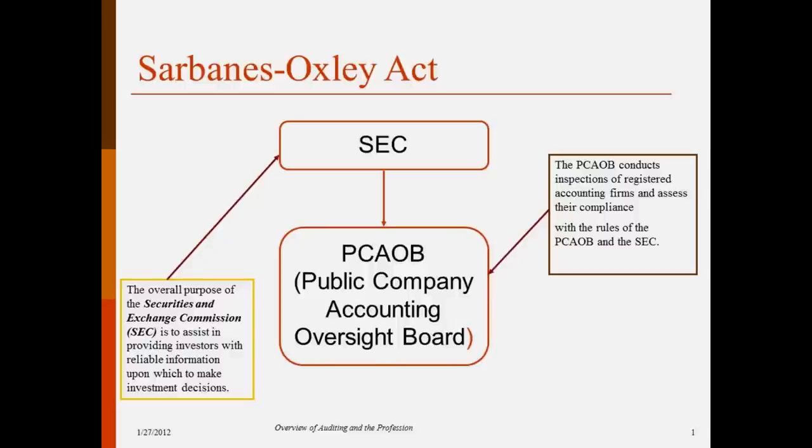Prior to the PCAOB, I should start that way, the accounting profession regulated itself via the AICPA. Once the scandal happened and the failures happened, they lost the ability to regulate themselves. The PCAOB goes into the public accounting firms and inspects their audit engagements on a random basis. The firms have to allow the PCAOB, a government entity, access to their audit engagements and their records. And they do an inspection.